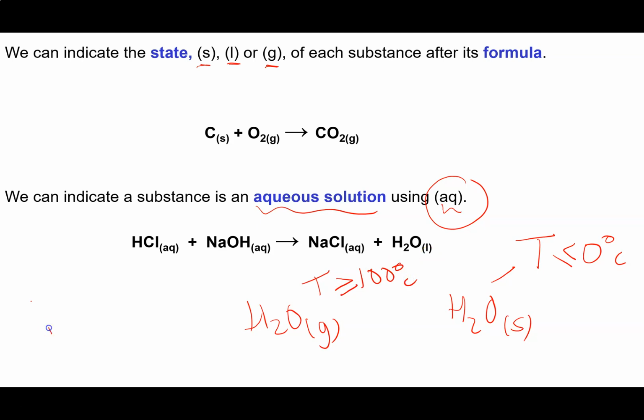Now, if we have something, and we'll see this later on, like Fe, that's iron, as a liquid, then we know we have a very high temperature because molten iron doesn't become molten until a very high temperature. So those state symbols can be quite important in letting the person who's reading the chemical equation know what's going on.